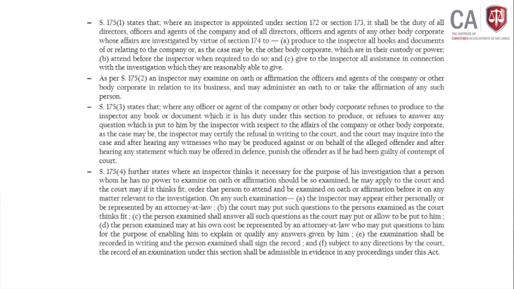As per section 175(2), an inspector may examine on oath or affirmation the officers and agents of the company or other body corporate in relation to its business, and may administer an oath to or take the affirmation of any such person.